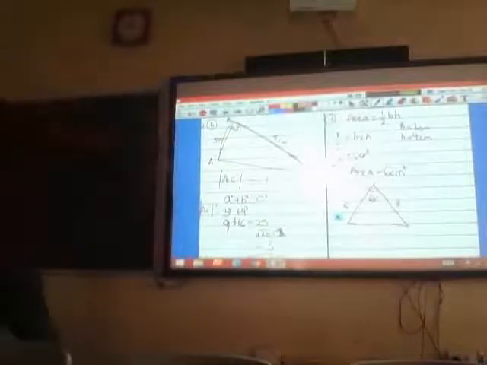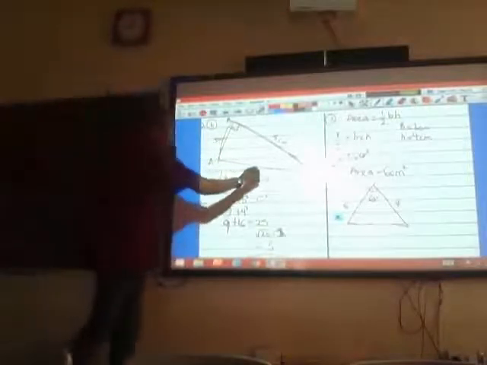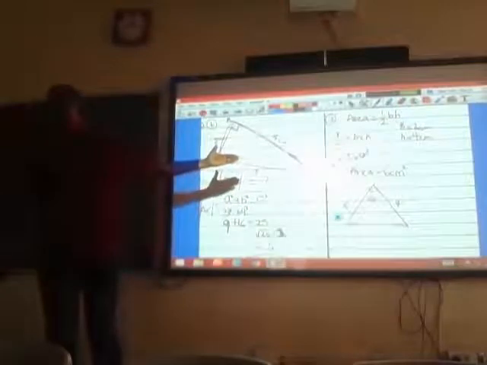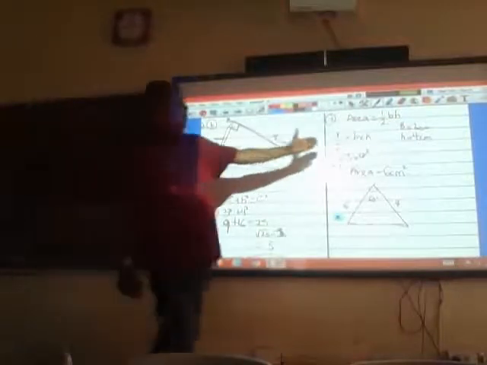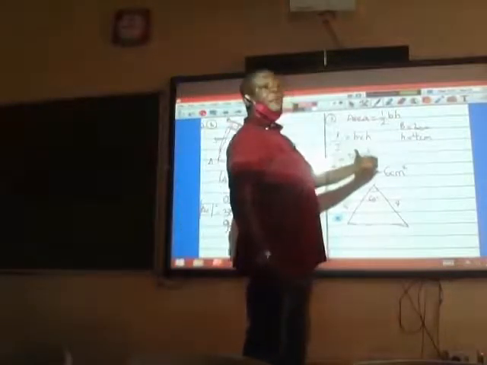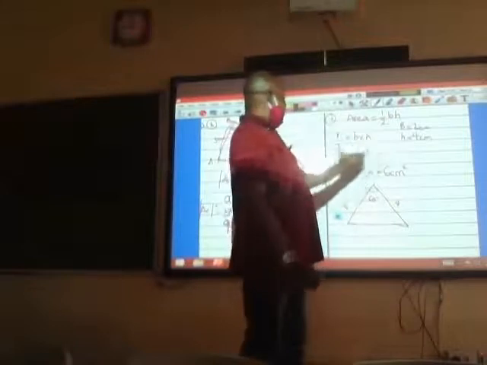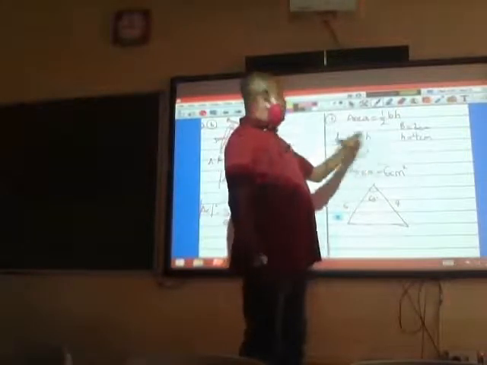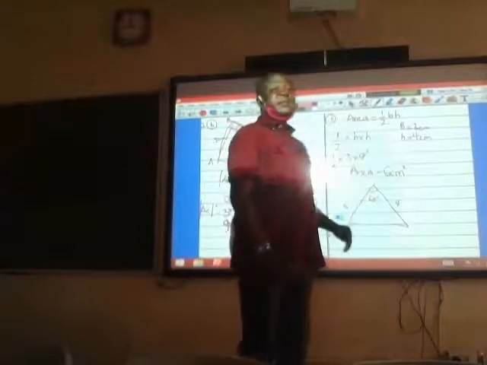Exactly. So 5 is not used here. This side that we got as 5 is not applicable in finding the area of this triangle. So that's why it is 1 over 2 times 3 times 4. So 2 divided by 4 gives you 2, and 2 times 3 will give you 6. So the area is 6 centimeters square.